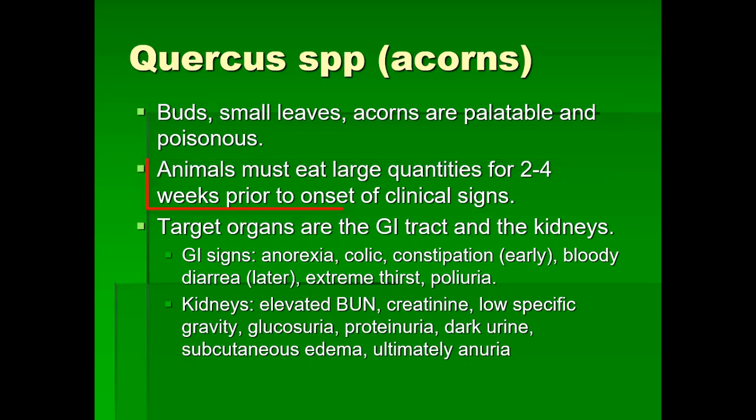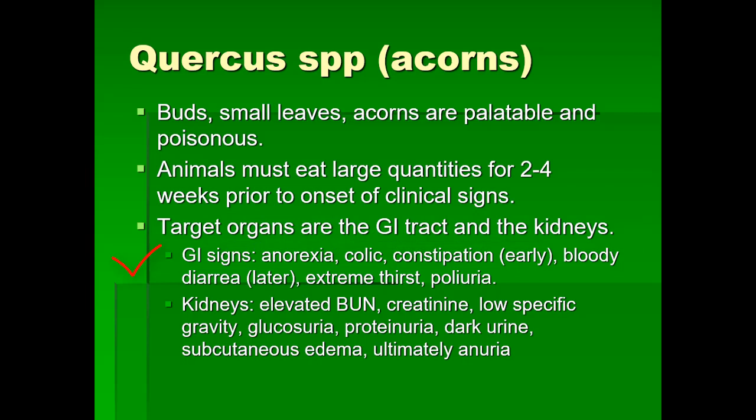They will need to ingest very, very large quantities of leaves or acorns for at least 2 to 4 weeks before they become sick, which we just saw is longer than required for pigweed. That was about 1 week. Once they start showing signs, they usually die in a few days, just like with pigweed. And the two target organs are the GI tract and the kidneys.